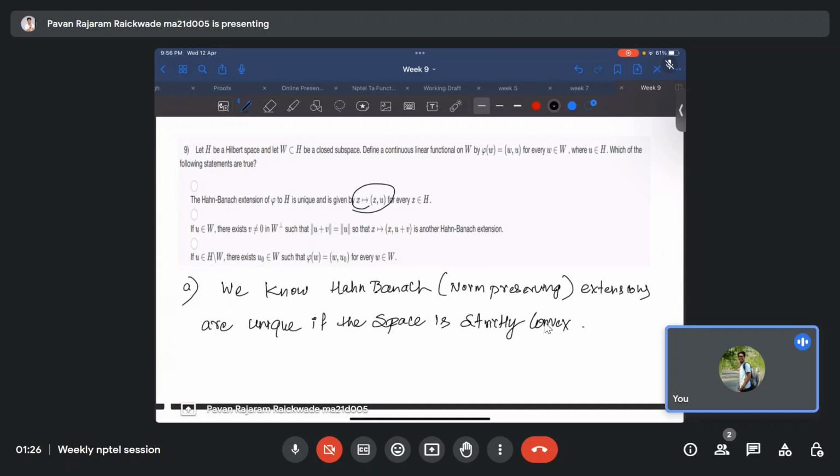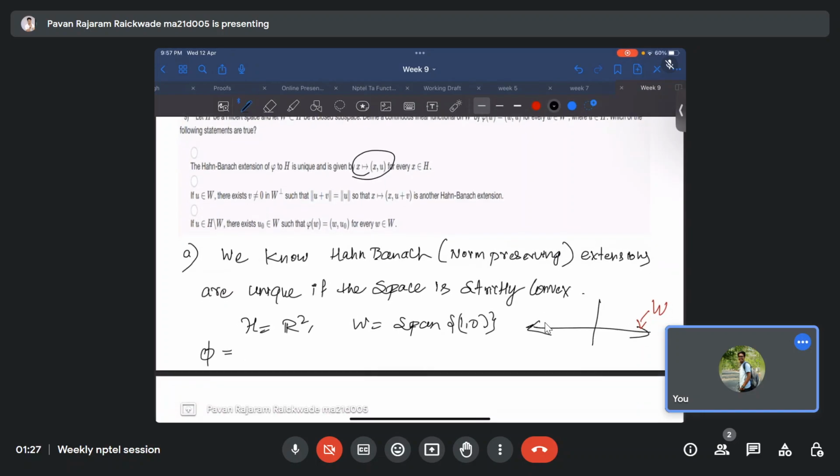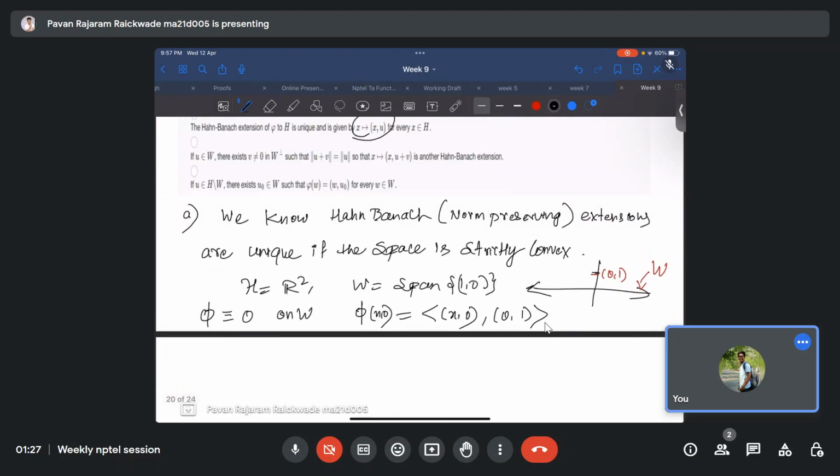For example, consider your Hilbert space H as R2 and W as the span of (1, 0), that's the x-axis. This is your W. And if I define just the constant 0 function on W, which I can write as phi of x equals the inner product of (x, 0) with (0, 1), because in this case u is (0, 1), phi is identically 0.